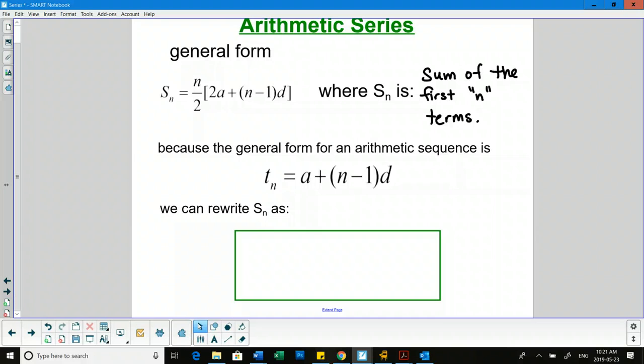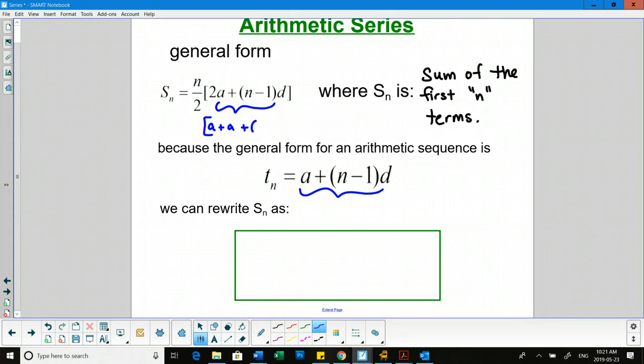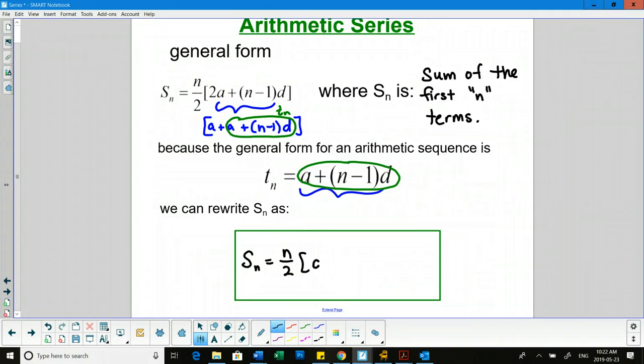Sometimes we also have a secondary formula, which comes from replacing part of this formula up here with Tn. If you notice here, I can split this upper area up: 2a I can express as a plus a, and then n minus 1 times d. And this part right here is actually equal to Tn. So my secondary formula is Sn equals n over 2, and then just a plus Tn. Now, each of these formulas is going to be useful for different scenarios.